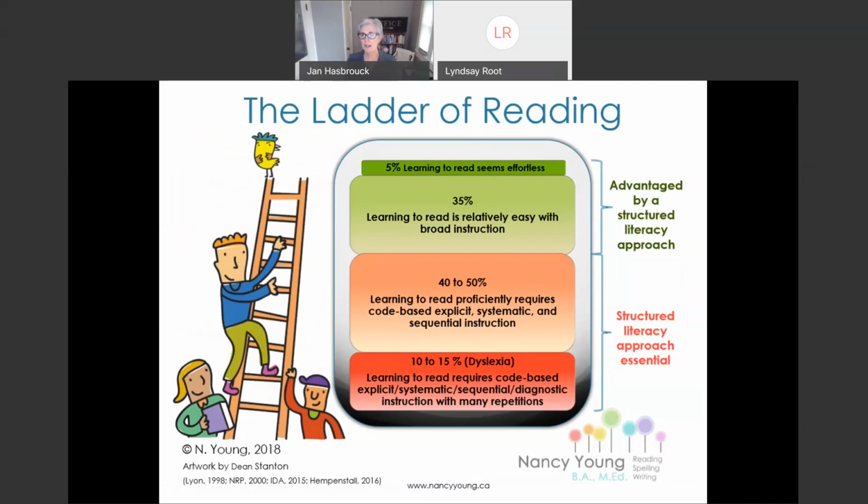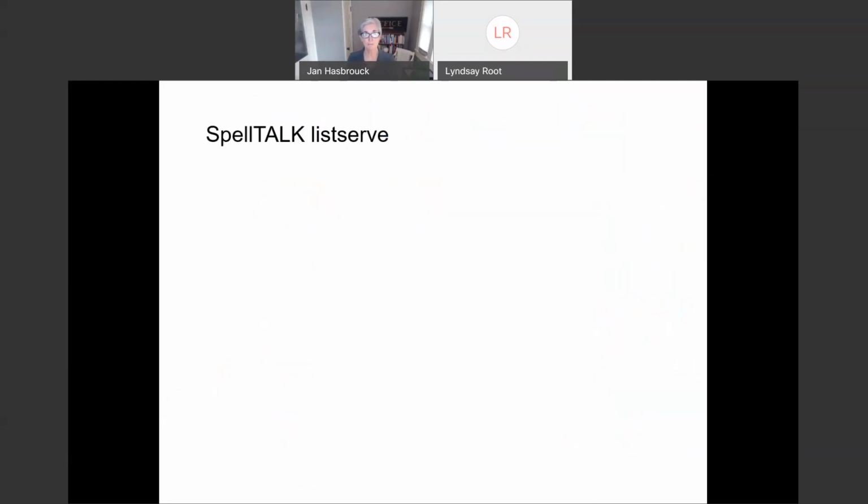And what really works for all children is what we're calling these days structured literacy, and that appears here on Nancy Young's infographic. She's saying that this structured literacy approach that we're going to be defining and talking about is essential for those students at the bottom. But we also know from research that when we use structured literacy approaches with the students who can basically learn any way we teach them, they are advantaged. They do even better than they would with just typical normal instruction.